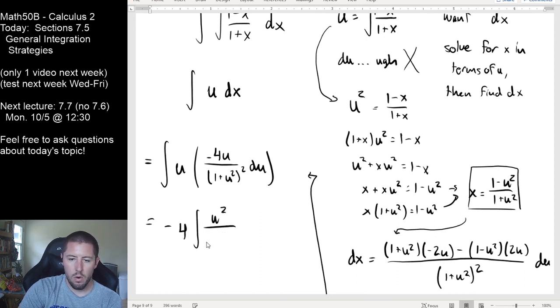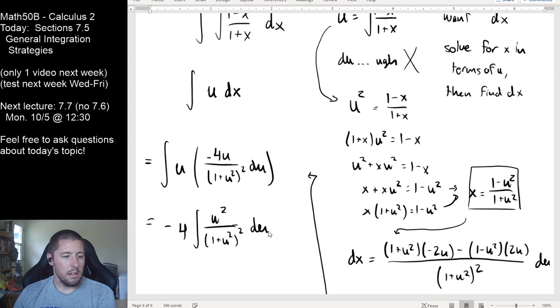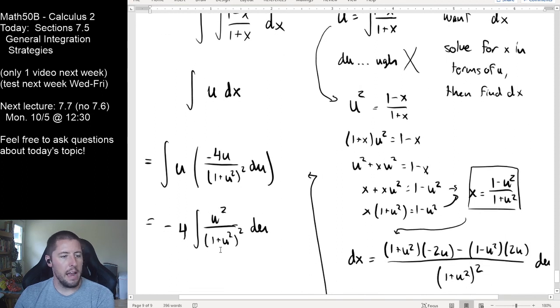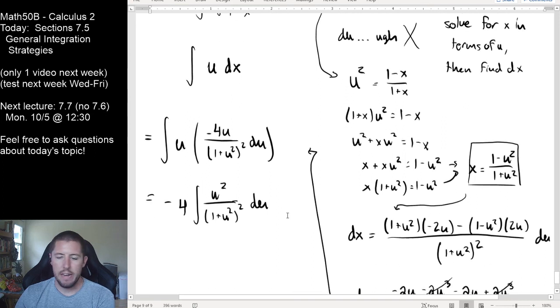The integral of u squared over (1 plus u squared) squared du. Okay, honestly, I think this looks better. I don't know what to do with this yet, but what the heck are you going to do with this original expression right here? That's unreasonable. I don't know what I'm going to do with this yet, but I feel like this is not an insane thing for me to do based on where I've arrived at by now.